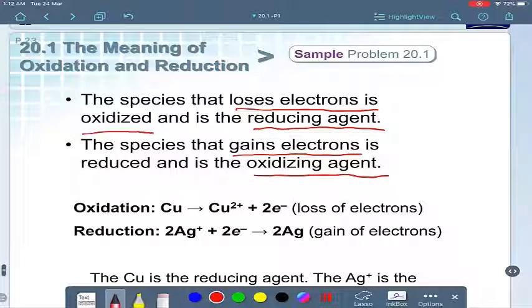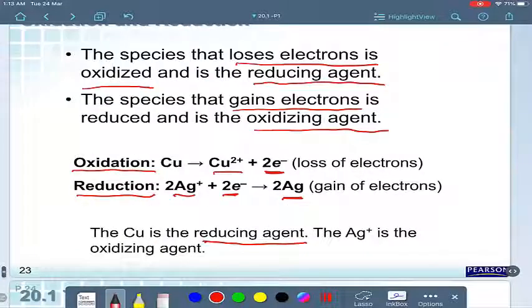And we can write these two reactions individually. Oxidation happens to copper, so copper yields copper positive 2 plus 2 electrons. It releases or loses electrons. Reduction here: silver gains 2 electrons and becomes silver metal. So copper is oxidized and we call it the reducing agent. Silver is reduced and the substance is called the oxidizing agent.